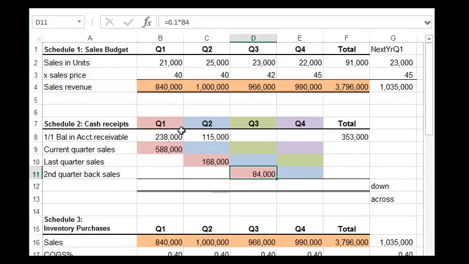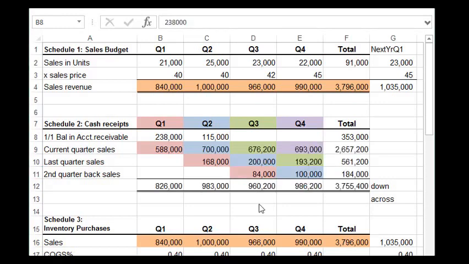You follow the same exact logic for Q2. In Q3, you collect 70% and 20%, but you have not yet collected the other 10% as of the end of Q4. In Q4 sales, you collect the 70% in the quarter of the sale, but you haven't yet collected the other 30%. Creating the formulas and following that same approach, here's the collection schedule.